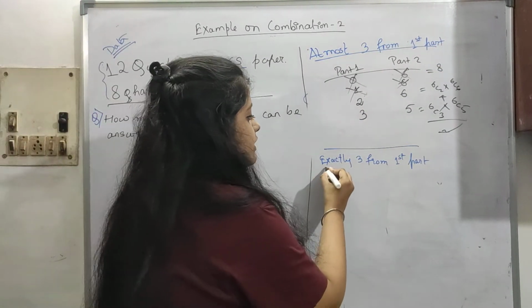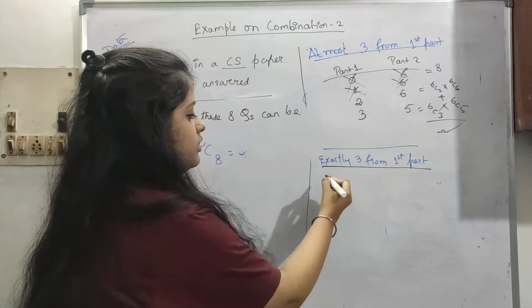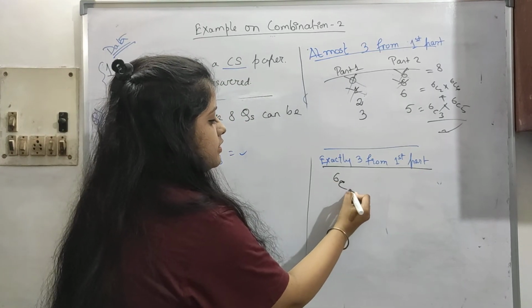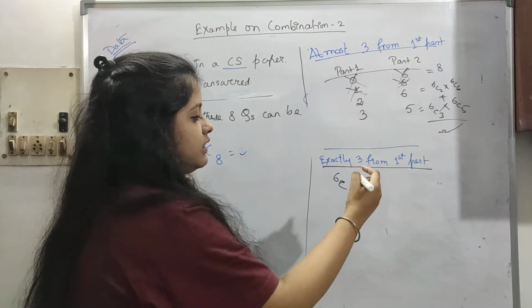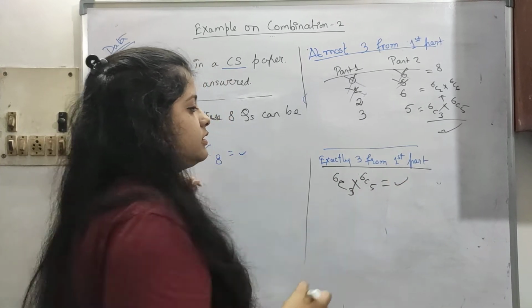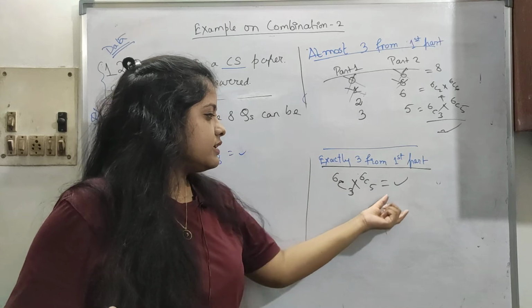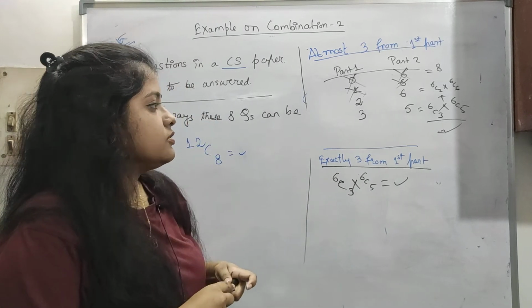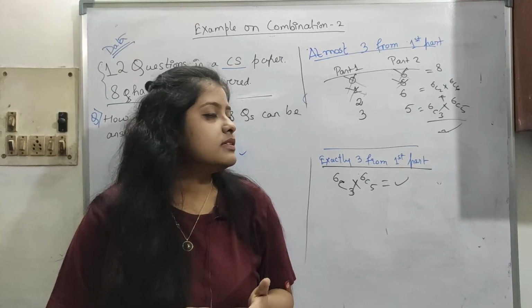Now exactly 3 from the first part: 6C3, and 8 minus 3 is 5, so 6C5 from part 2. This is our last question. I hope this is understandable. We will see some more examples.